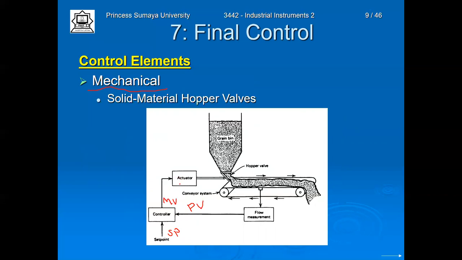The actuator here is usually mechanical or electrical, or maybe pneumatic or hydraulic. So we have a piston here. This piston pushes the gate of the hopper valve to close it, or pulls the gate to open it. So this actuator may be a pneumatic cylinder or hydraulic cylinder, or just a motor with linear motion, a linear motor.